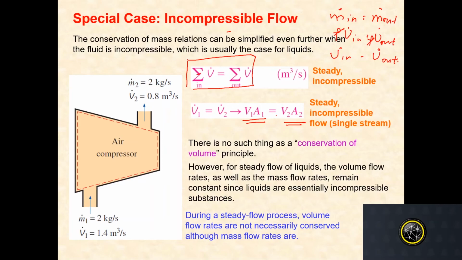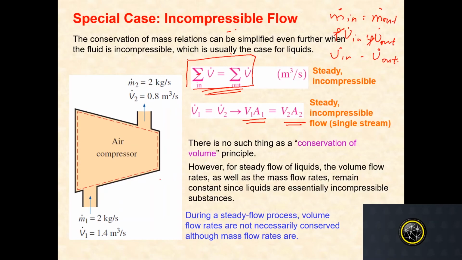There is no such thing as a conservation of volume principle. From this equation, it looks like it is a conservation of volume, but no, it's not. It's just a special case where the density remains unchanged. One thing for sure, this is basically due to the conservation of mass. Conservation of mass always happens, but not conservation of volume. Conservation of volume only holds for a special case like this, and this is actually not even a conservation of volume principle. This is conservation of mass, but with a constant density.